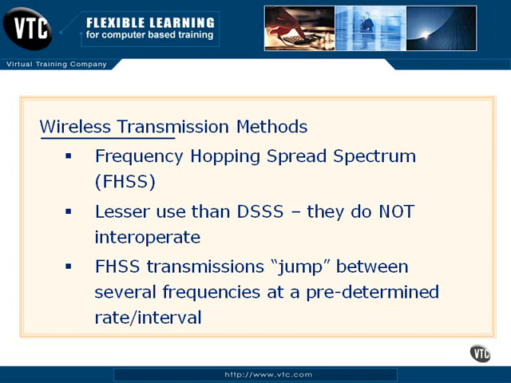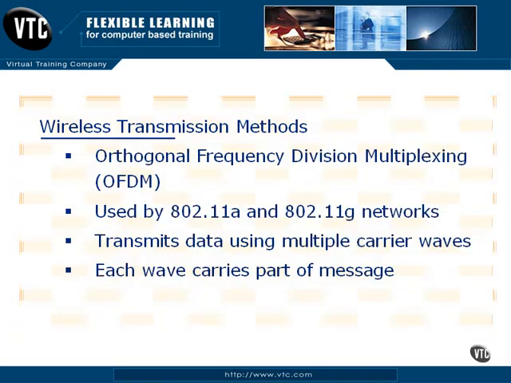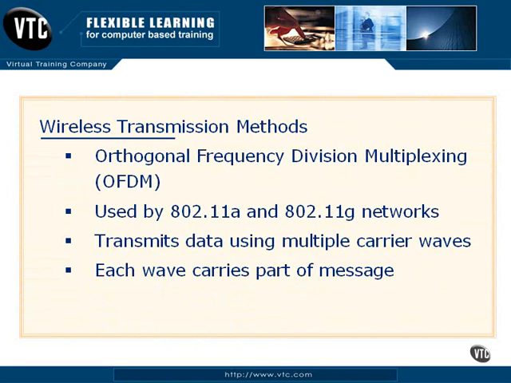Now, how this works is FHSS transmissions normally jump between several frequencies at a predetermined rate or interval, so they span frequency spectrums. Now, the third method that wireless networks use for transmission is called orthogonal frequency division multiplexing, or OFDM. It's primarily used by 802.11a and g networks. It transmits data on multiple carrier waves. Each one of these waves carries a small part of the message, so you need all the waves to go through the way they're supposed to for the entire message to get through.